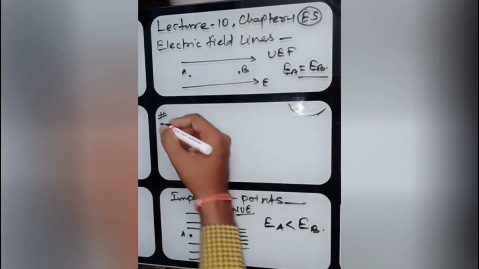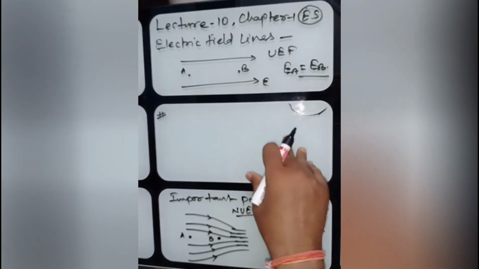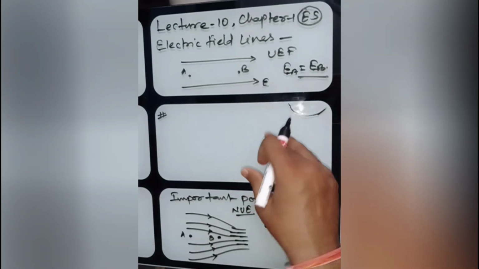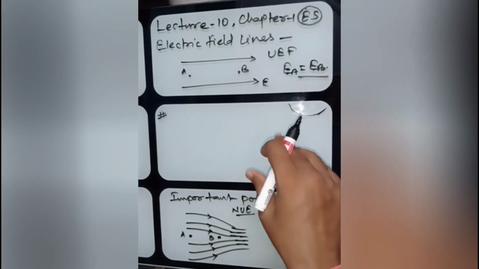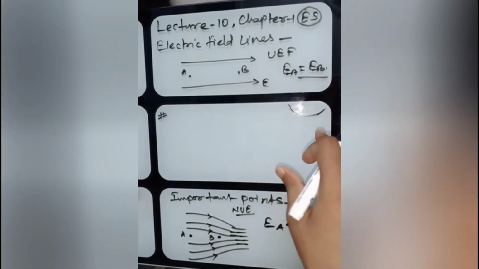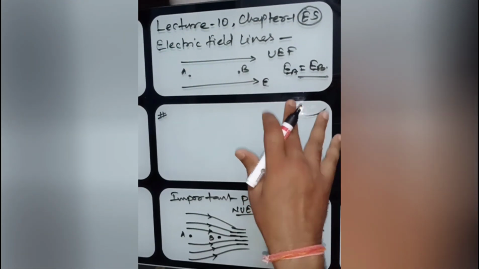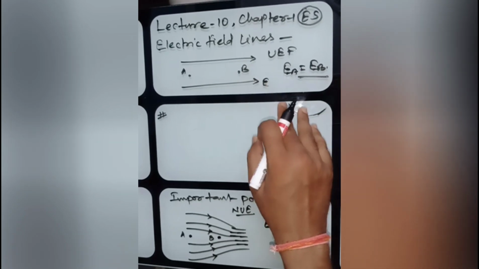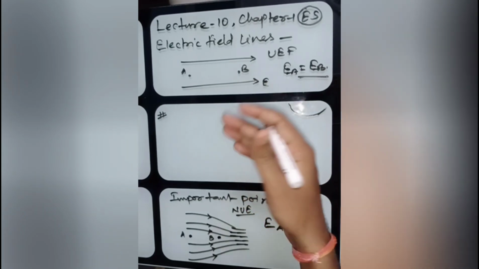Okay, so the next property, students: electric field lines move from higher potential. We will study in detail about electric potential and potential energy, but try to remember, make your notes, that electric field lines move from higher potential to lower potential. This type of question will be asked in your board examination.